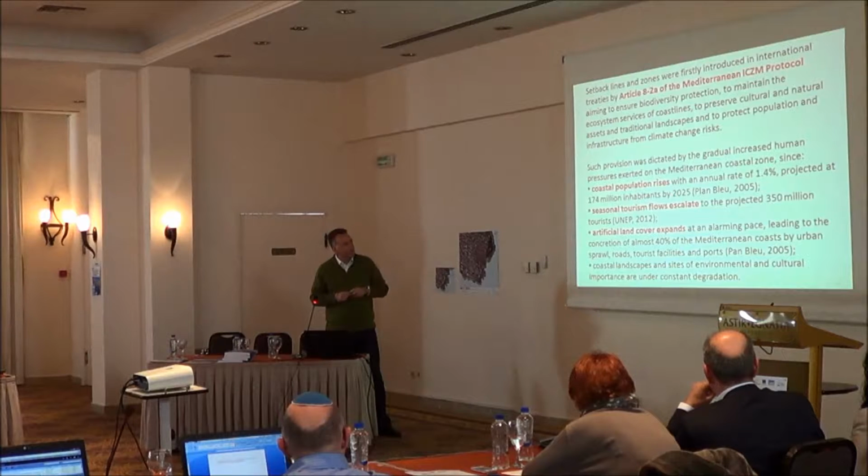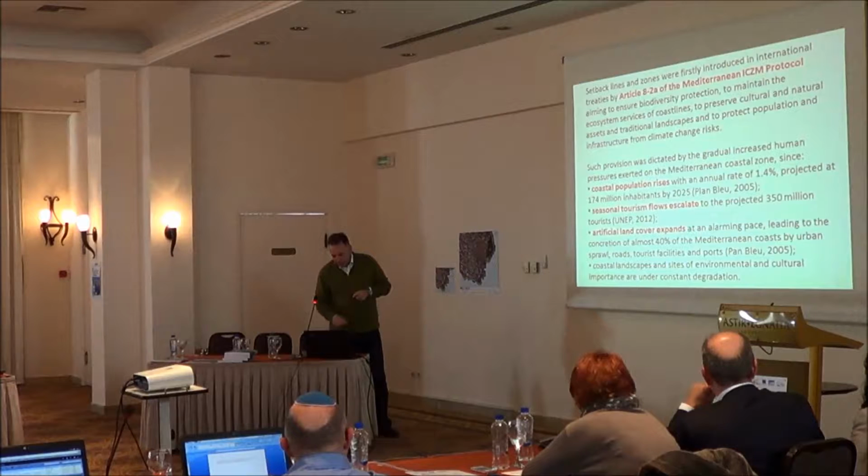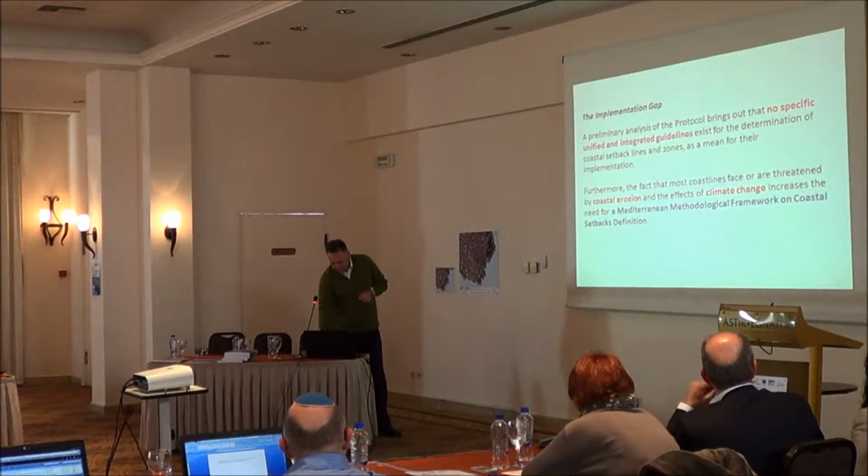We have artificial land cover, which is expanding at an alarming pace. And we have almost half of the Mediterranean coastline being concreted. And also we have landscapes and environmental and cultural sites being under constant degradation. So what is the implementation gap?